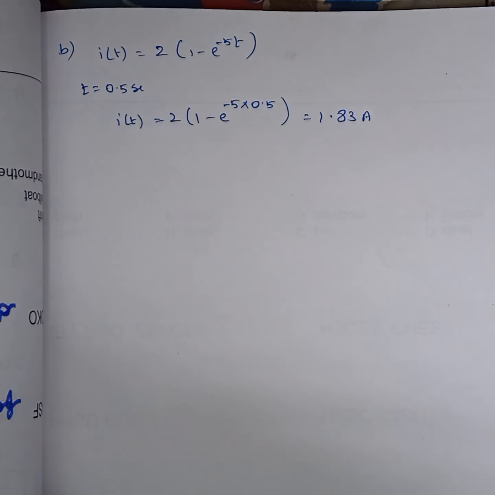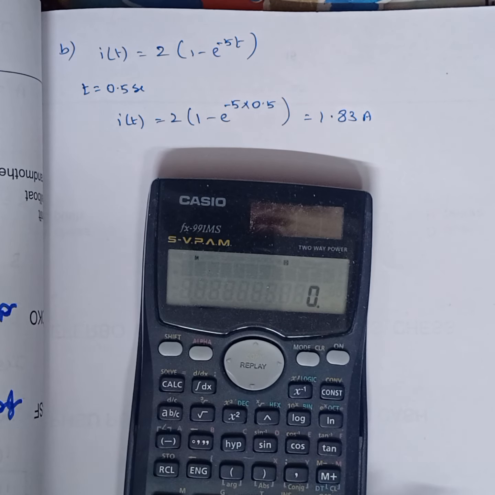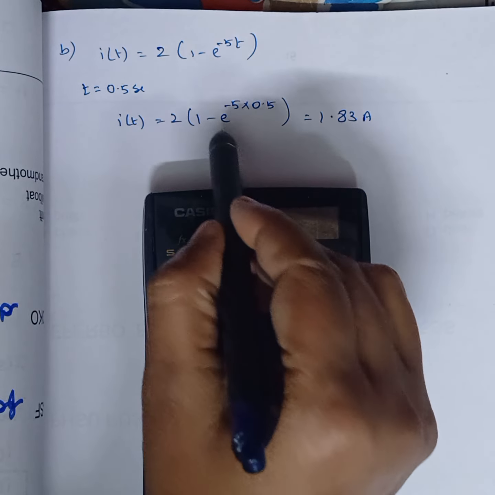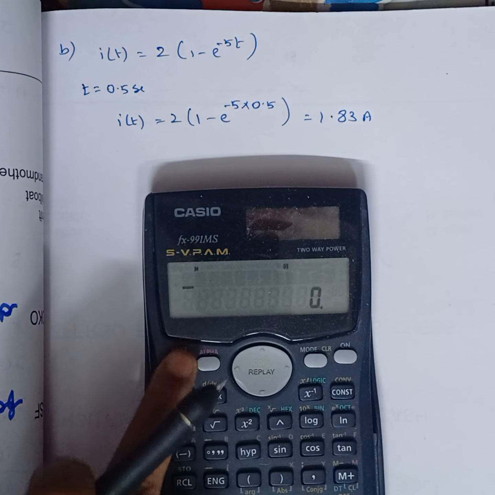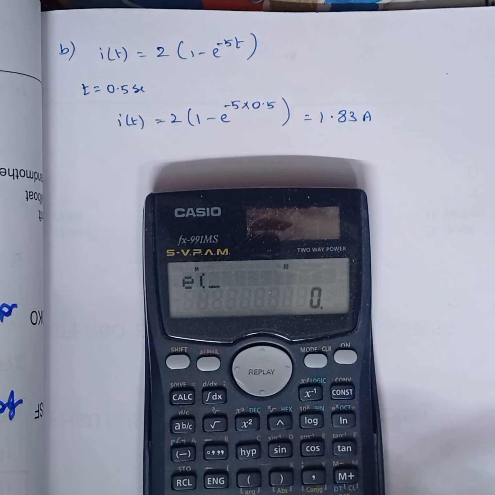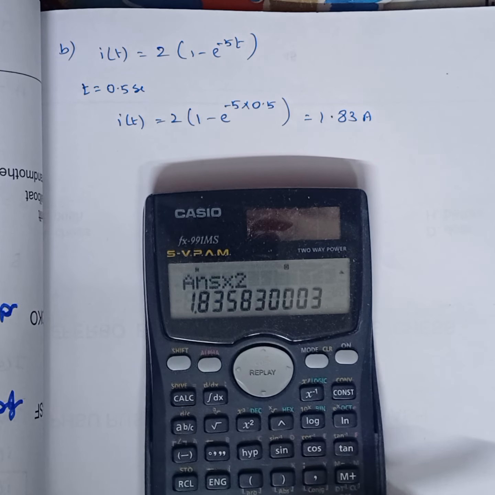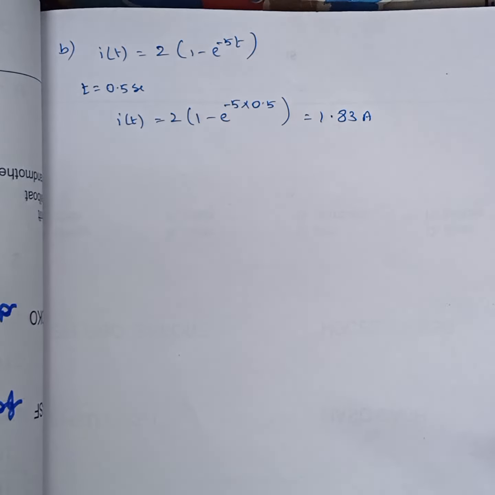Okay, if not, I'll just show how I do it. First I'll make use of this component e power of minus 5, so shift E, go for shift E of parenthesis minus 5 into 0.5, correct? Okay, I'll get this answer, then 1 minus the answer, multiplied by 2, clear? 1.835 or 1.84 amps. Okay, so I'm rounding this off as 1.84 amps.